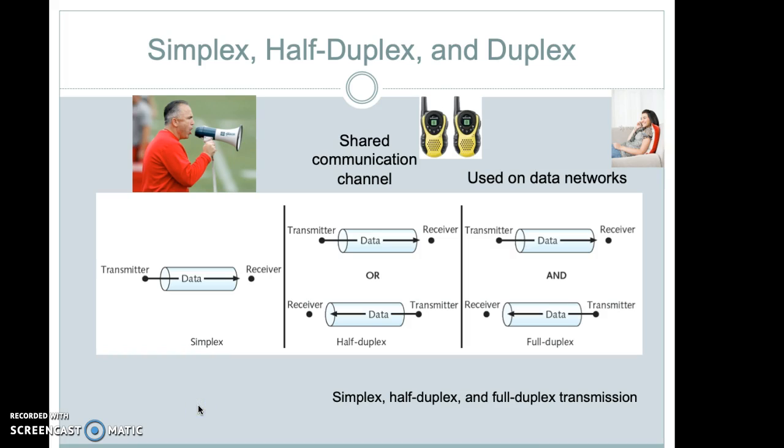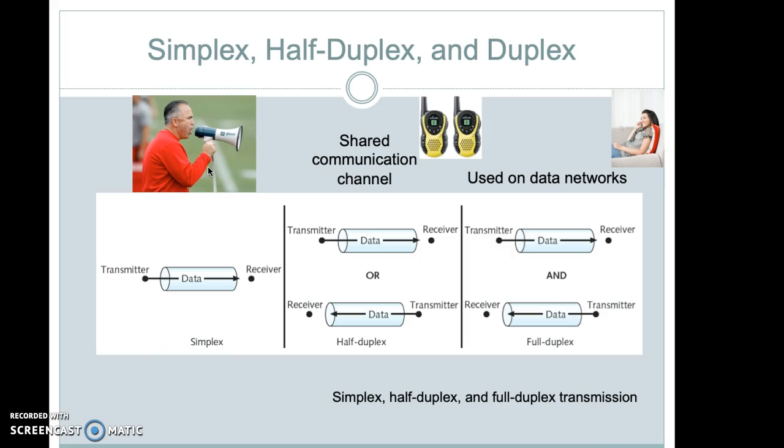Okay, within this I want to make sure you understand some concepts. One of them is simplex, half duplex, and duplex. It's discussed in your text, but I just want to make it clear. Simplex is basically a transmitter to a receiver, just one direction, much like a megaphone. You are speaking through it, it's going outward, nothing's coming back.